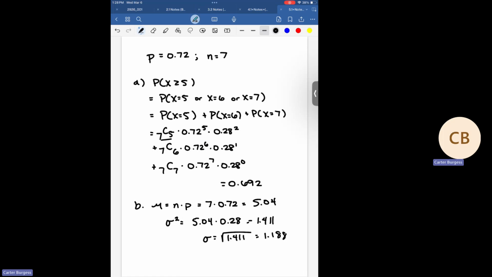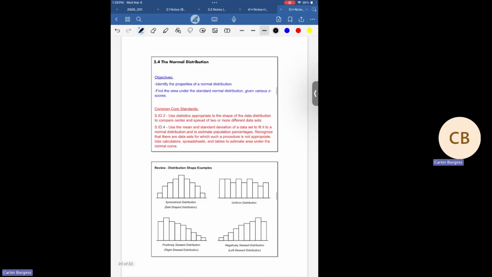Fun calculator lesson ahead. We're going to be looking at what is called the normal distribution. We're going to see why the binomial distribution and normal distribution tie into each other later on in Unit 5. But for now, you can think of this as just the next step in the line of, hey, we've looked at PDFs, then we've looked at binomials, now we're looking at normal distributions.